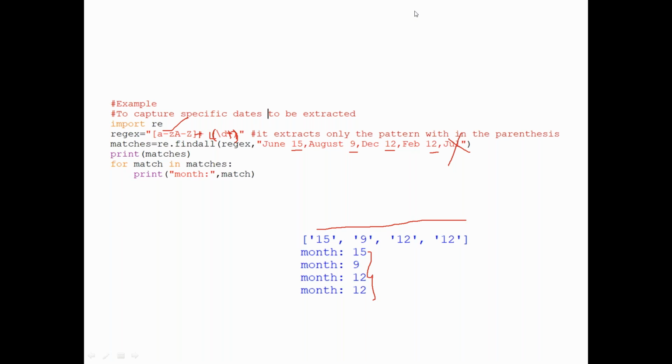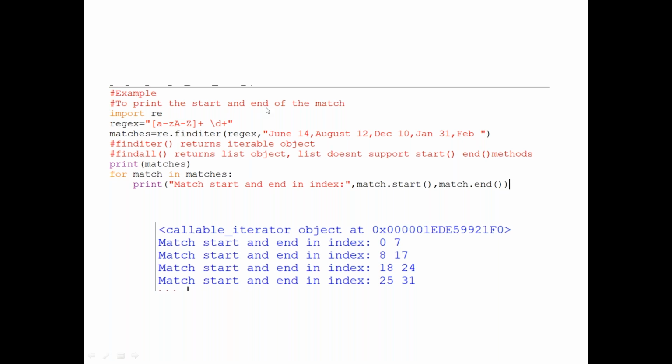Same re.findall. The syntax is not changed. The only thing is how you are representing your regular expression. To print the start and end of the match, I want to pick up the starting letter and ending letter, or nothing but the index. I want to find out the index in the easiest terms.